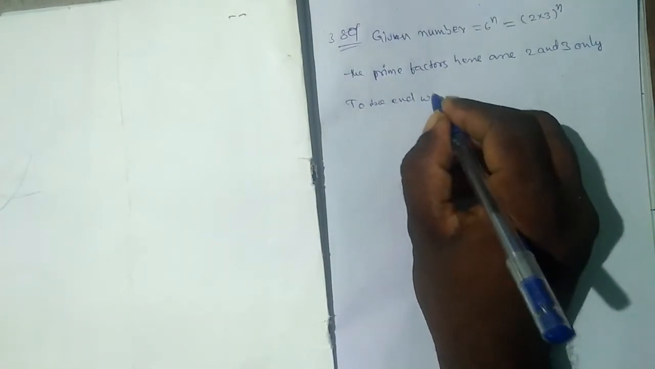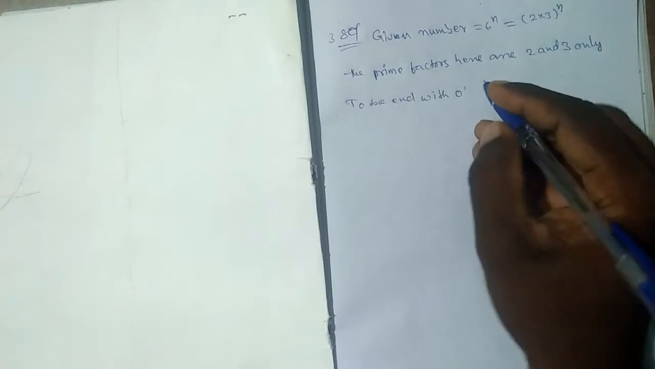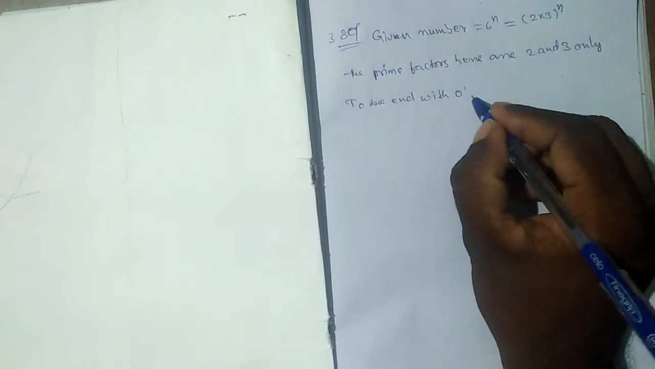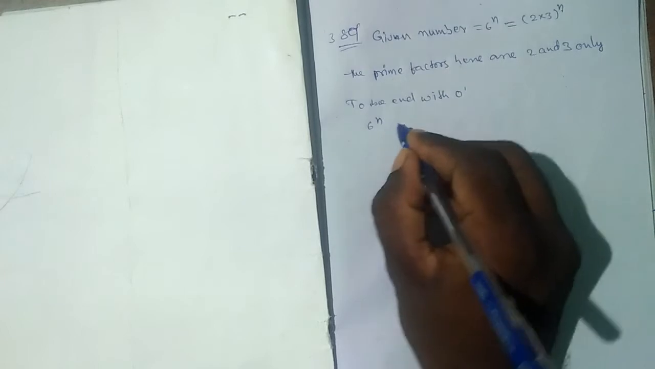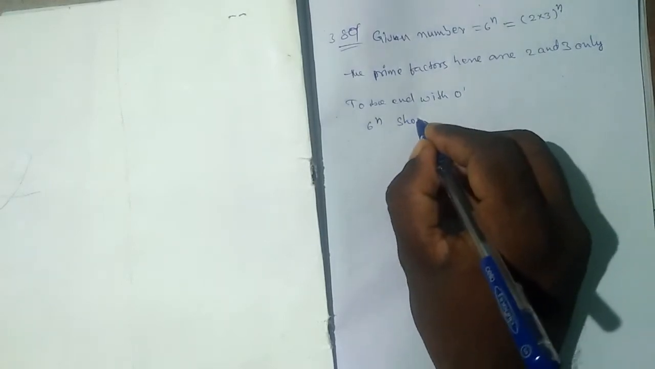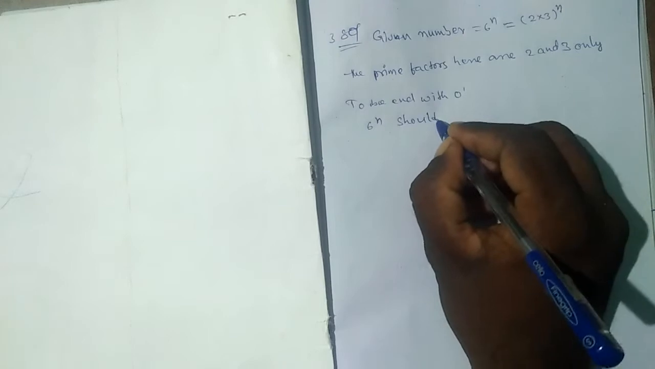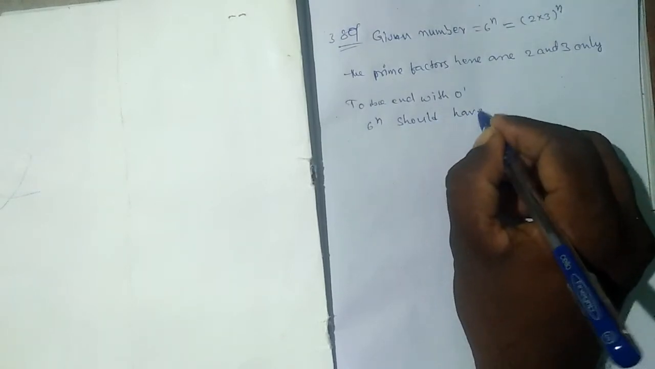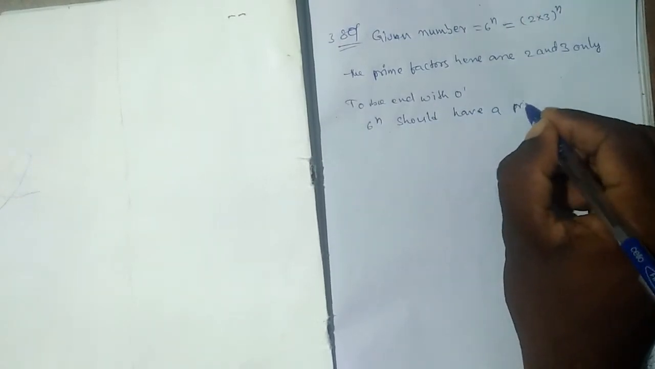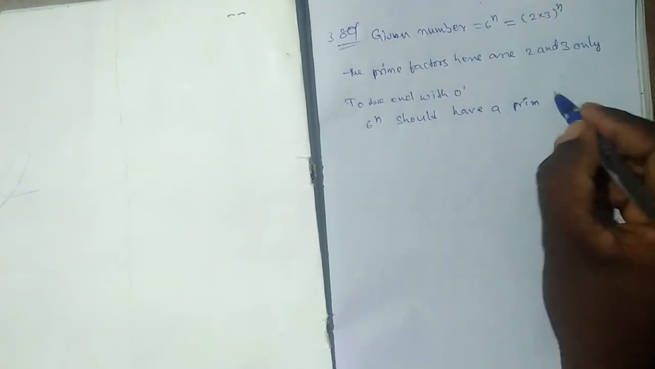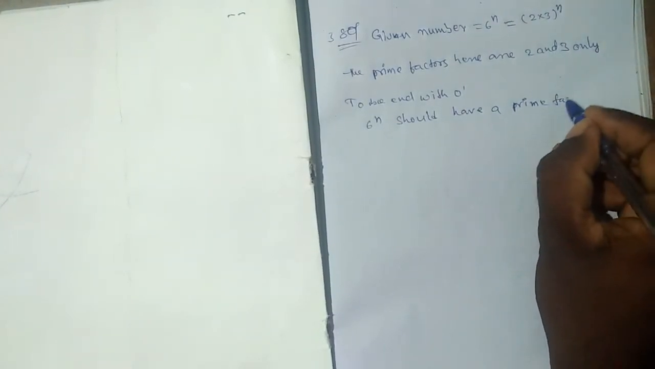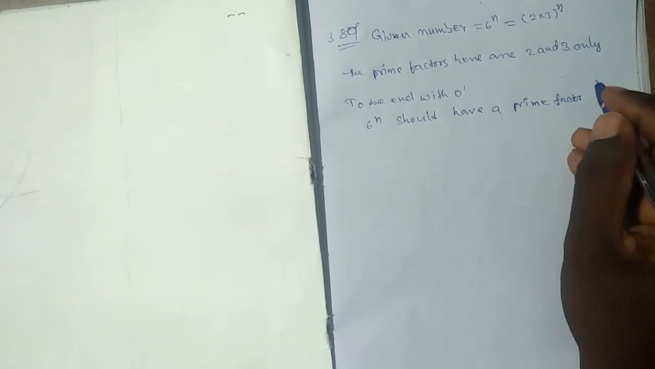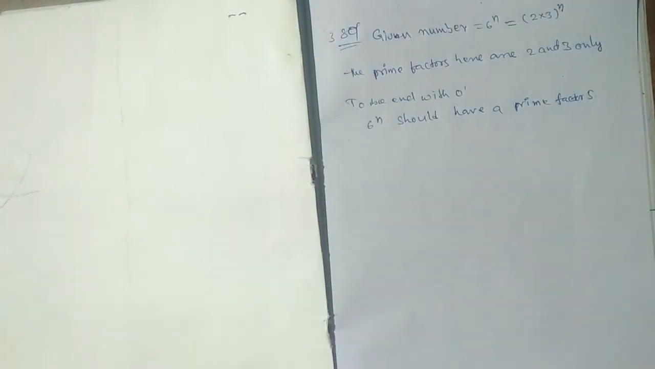2 and 3 only. To end with 0, 6 to the power of n should have a prime factor 5. We know that 2 times 5 is 10, then only we get the 0.